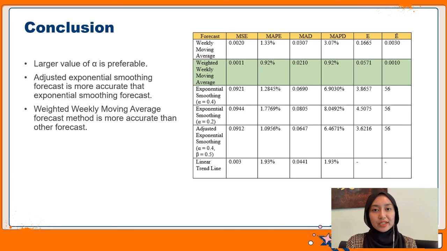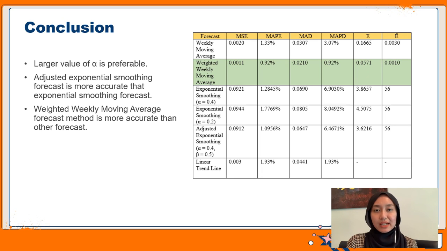Next, as compared to exponential smoothing and adjusted exponential smoothing, the adjusted exponential smoothing forecast is more accurate than the exponential smoothing, because in adjusted exponential smoothing we add the trend element to the exponential smoothing forecast. So when we use alpha 0.4, which is the larger value of alpha just now, and beta is 0.5, the forecast error is much less than the normal exponential smoothing, which makes it more accurate.